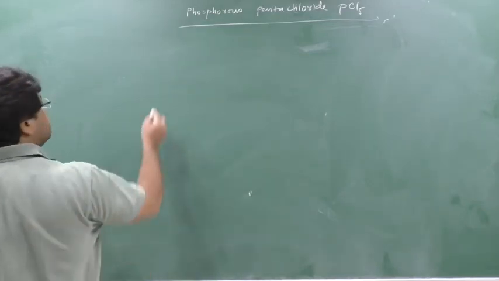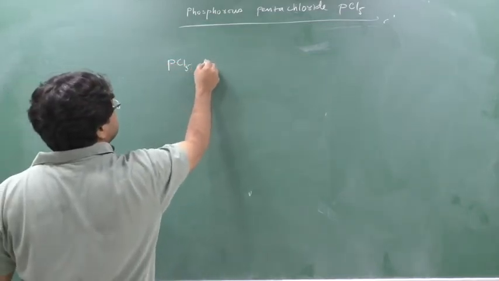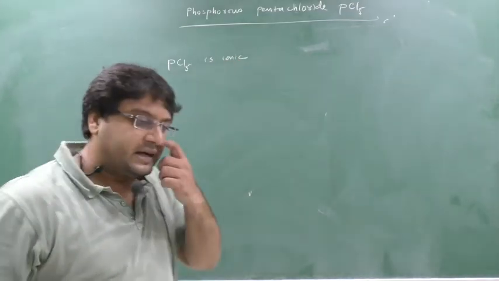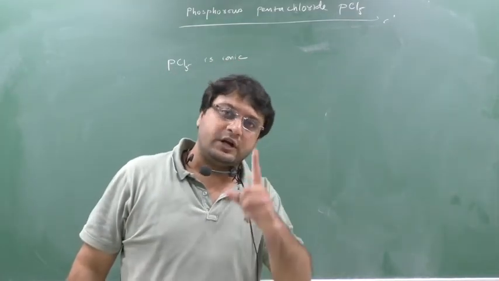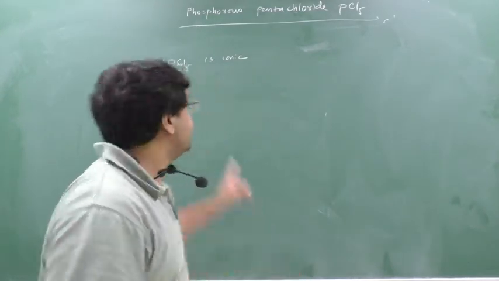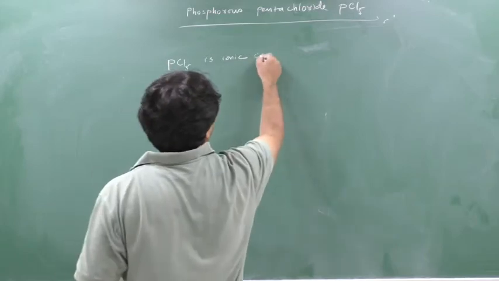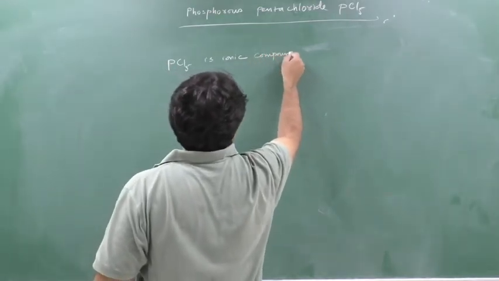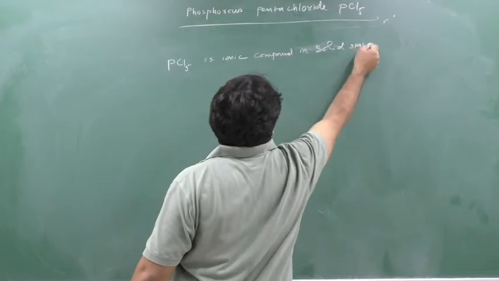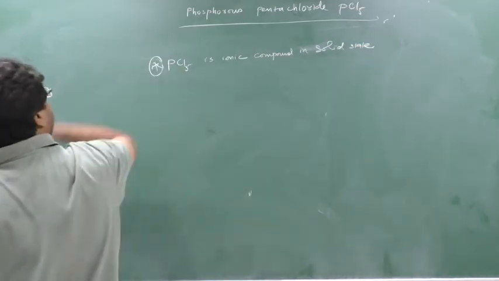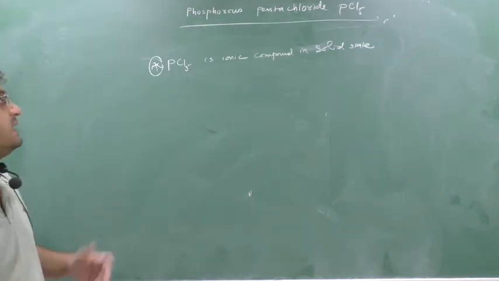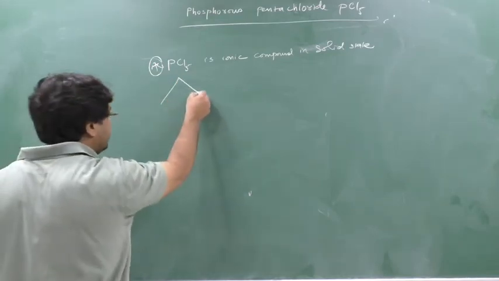The point is, PCl5 is ionic in solid. As you know, PCl5 will exist in liquid state also, in solid state also. In liquid state it is not ionic, but in solid state it is ionic. So PCl5 is an ionic compound in solid state. Please remember, this is a GATE-level point. It will form ions. How will the ions form? See here.